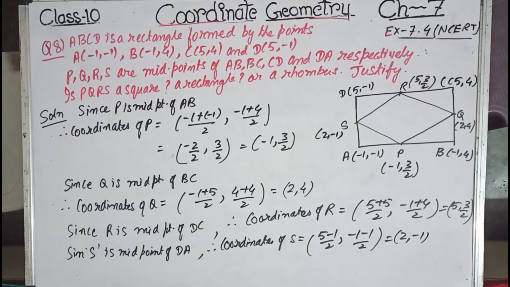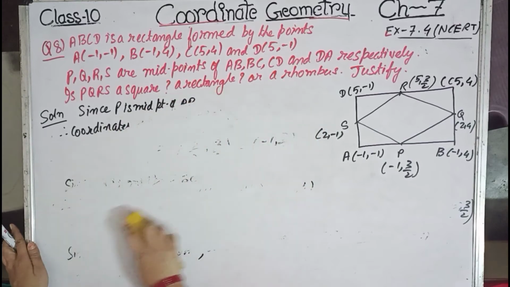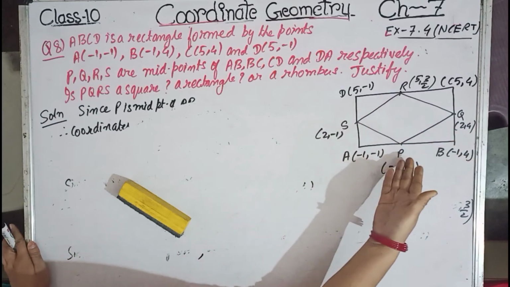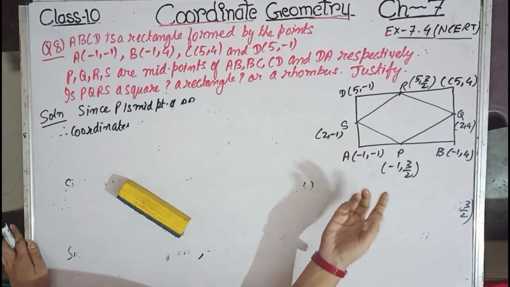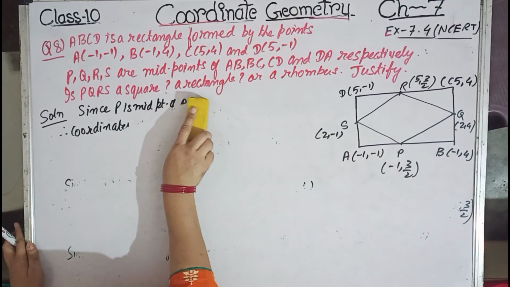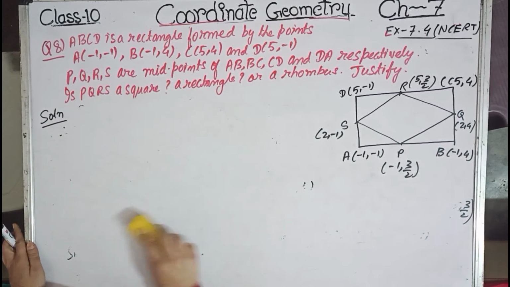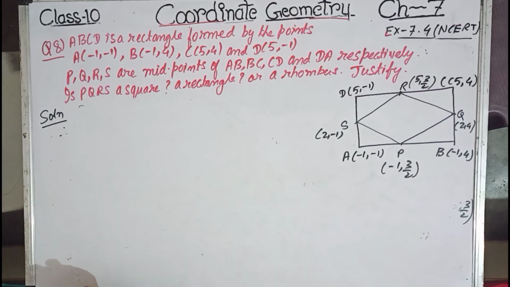Therefore, we have calculated the coordinates of the midpoints of sides AB, BC, CD and DA as P, Q, R and S, and the coordinates I have written in the figure. Now, the question is asking about the nature of the quadrilateral PQRS, which has been obtained by joining the midpoints of the sides AB, BC, CD and DA: whether it is a square, a rectangle or a rhombus. Now we know the properties of a square, rectangle and rhombus. With those properties we will be finding and hence justifying our answer.